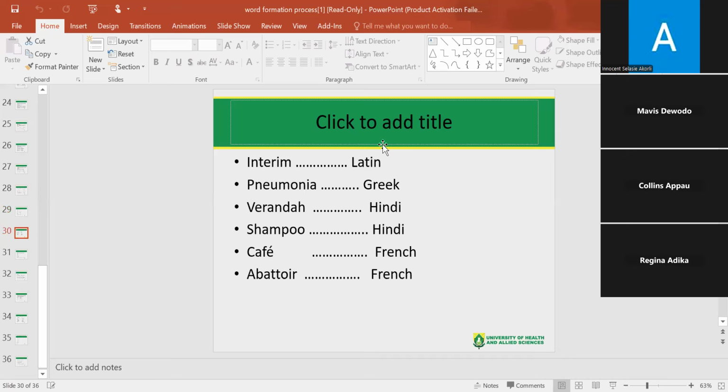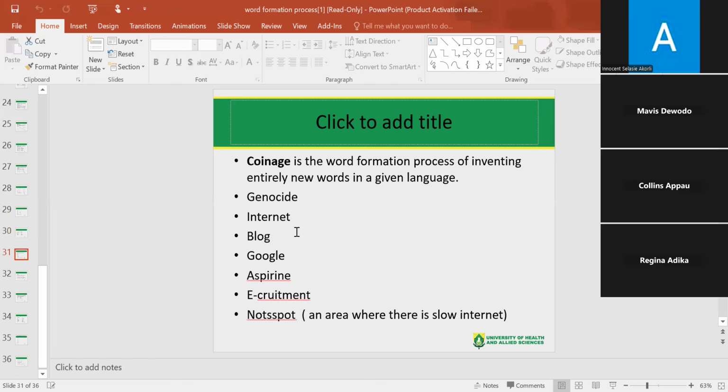Words like interim are from Latin. Pneumonia is from Greek. Veranda is from Hindi. Shampoo is Hindi. Café from French. Abattoir from French. Very good.